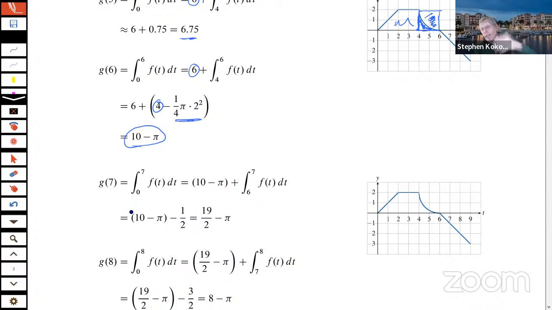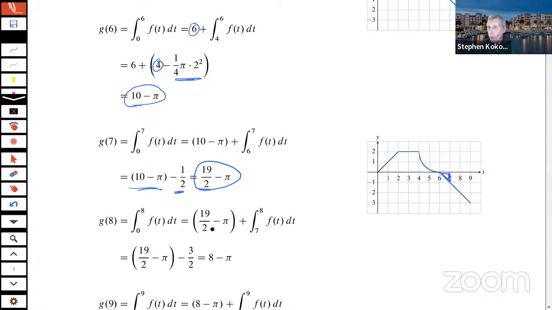So 0 to 7, saving a little bit of time here. What do I need to do now? I take the total area from 0 to 6, there it is. But this region is below the x-axis, so I have to subtract that off. That's the area of a triangle, but again, it's below the x-axis, so I have to subtract off a 1/2. There's my exact value for g of 7.